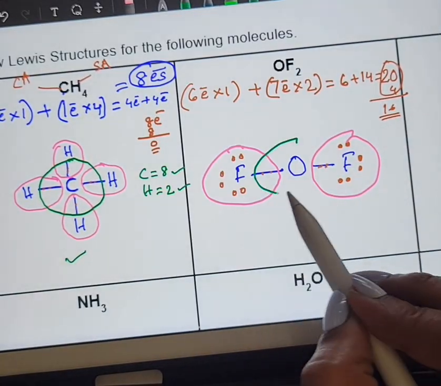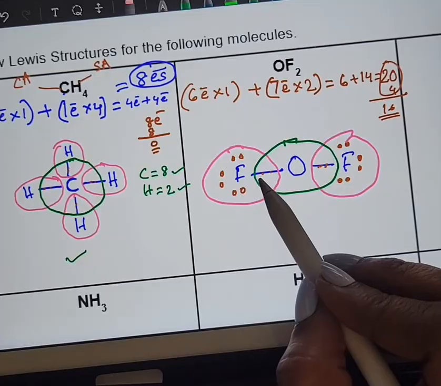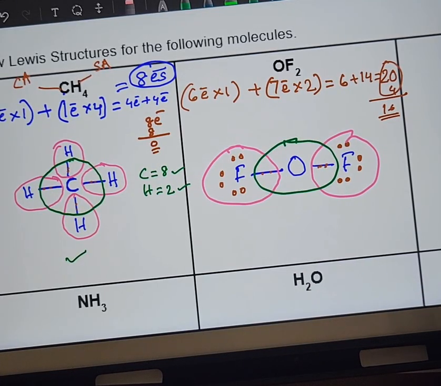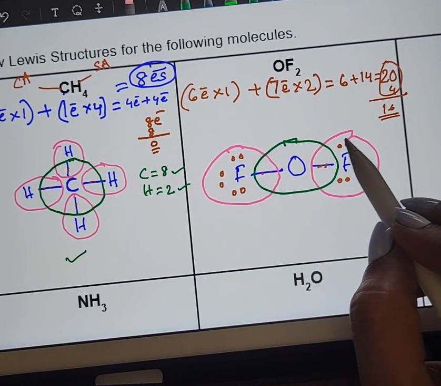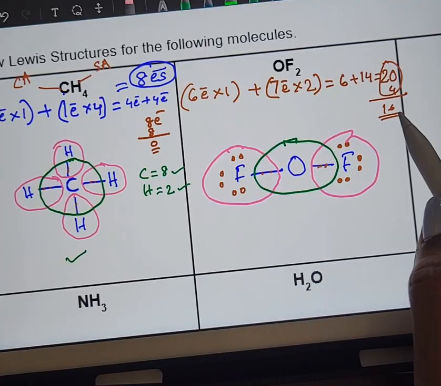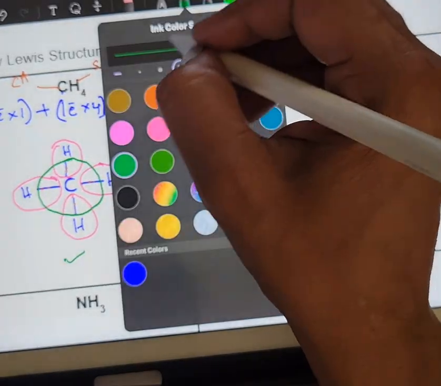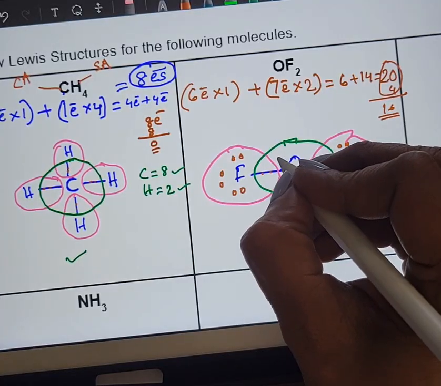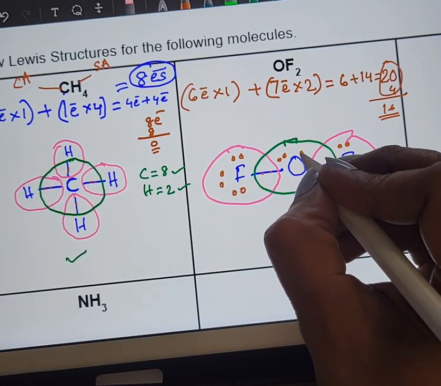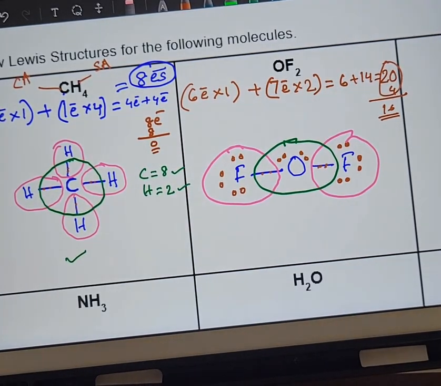Oxygen has how many there? 2 from here, 2 from here, there is 4. So we have how many? We used 8 here, 16. We have 4 more. So I'm going to give those 4 electrons to what? Oxygen as a lone pair. I'll do it on both, same side. So now oxygen is also happy. So both the atoms are happy. So that is a stable compound.